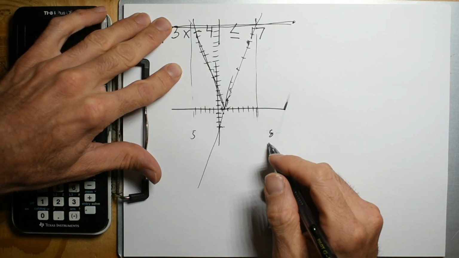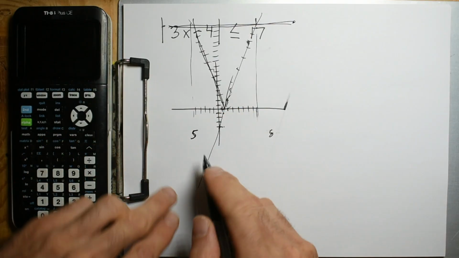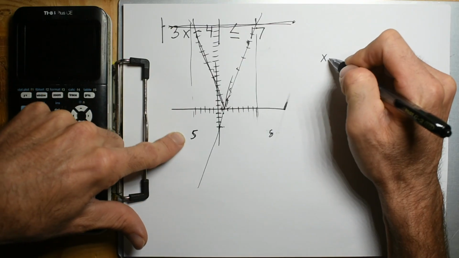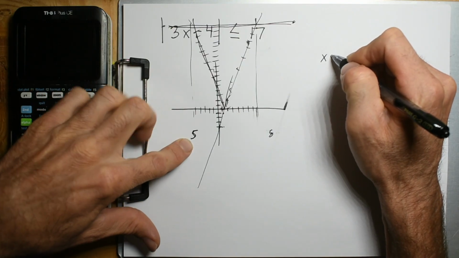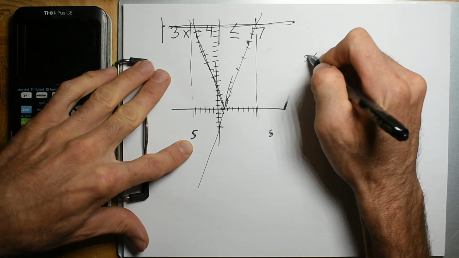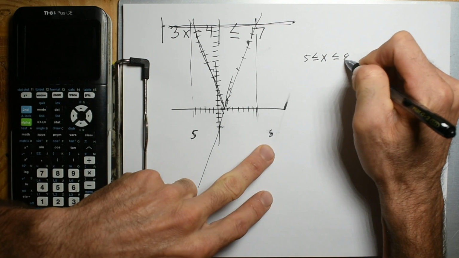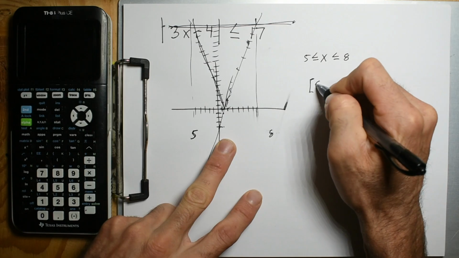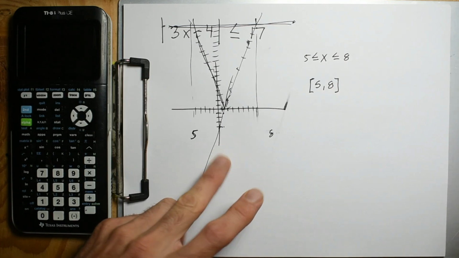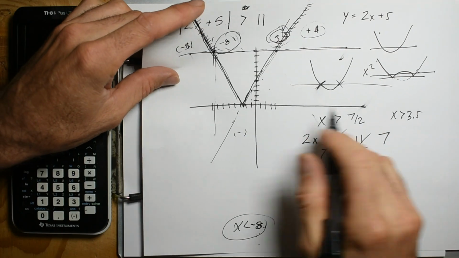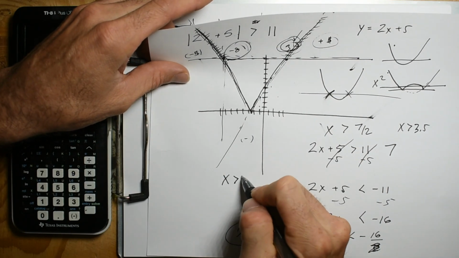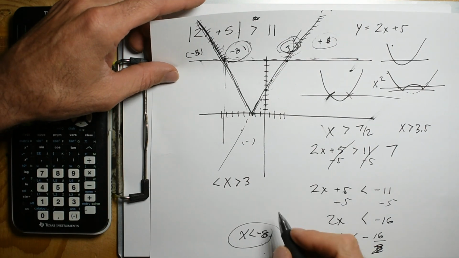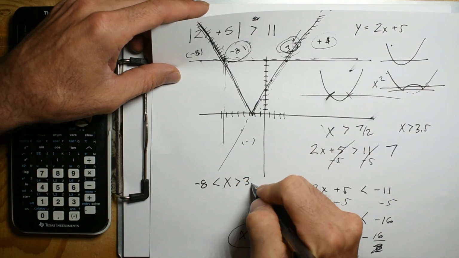And the other thing that the videos did is, if I do find a solution, and it can be equal, x is going to be greater than or equal to 5, and then maybe less than or equal to 8. The other way you could write this is 5 to 8. Where this one, we had the solutions where x was greater than 3, so x was going to be greater than 3, and x was less than negative 8, and it was 3.5.